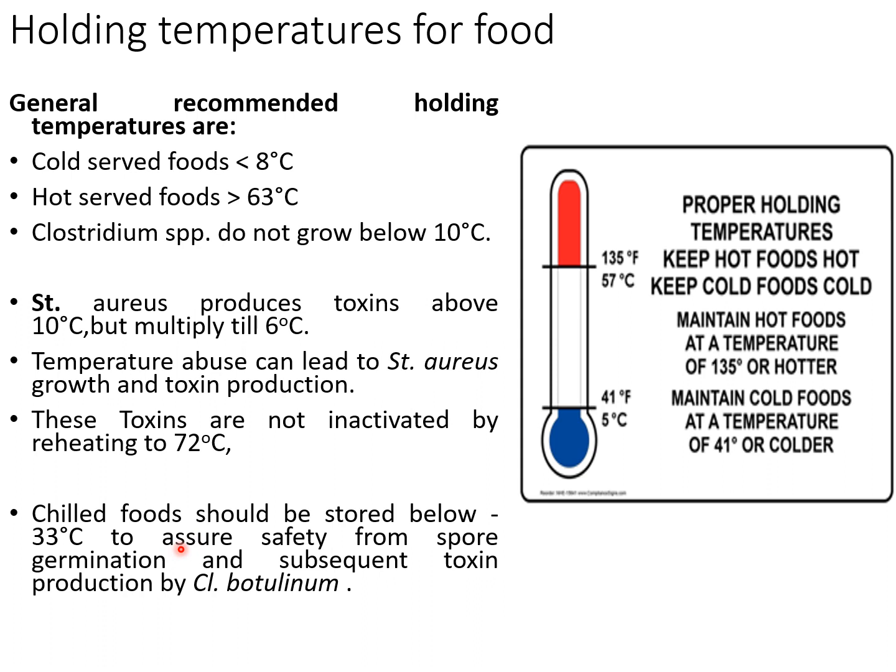Next, even the chilled foods should be stored below 32 degrees centigrade, then only can you prevent the germination of spores. Clostridium botulinum is very good at it. So these are the proper holding temperatures. If it is a hot food, keep it above 57 degrees centigrade. And if you want to cool the foods, keep them below 5 degrees centigrade. This is what we have to see, either cool or hot.